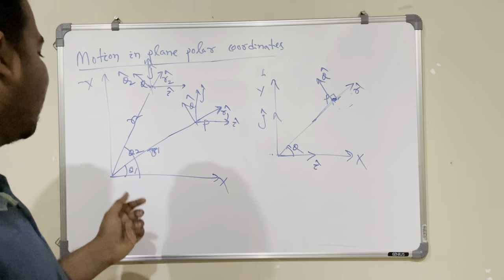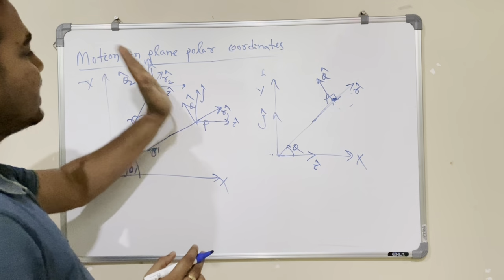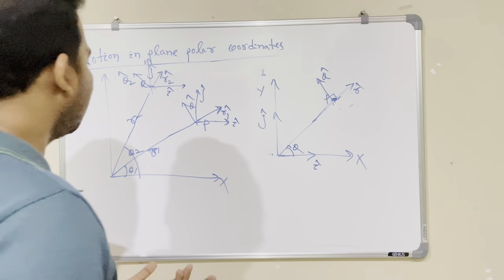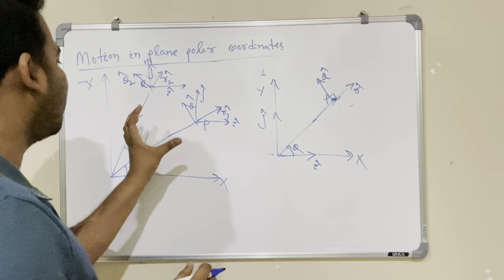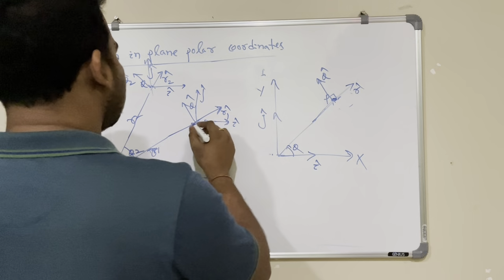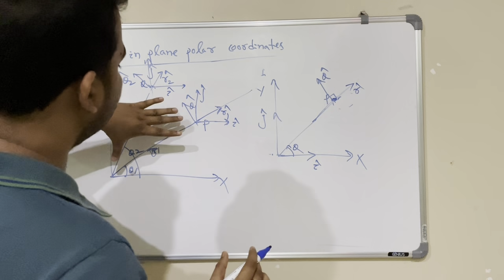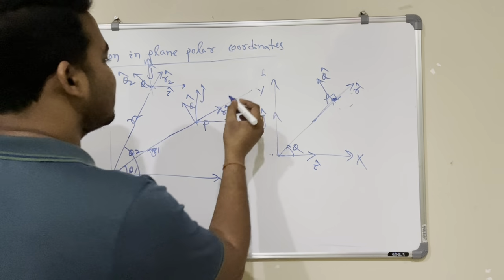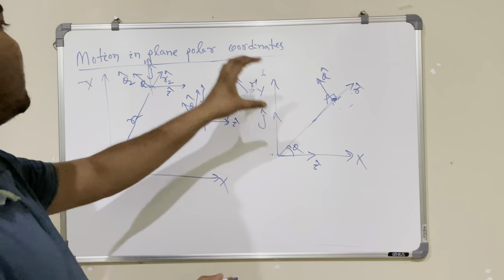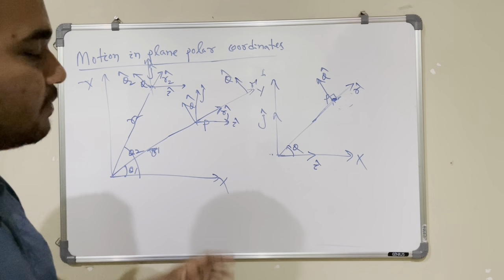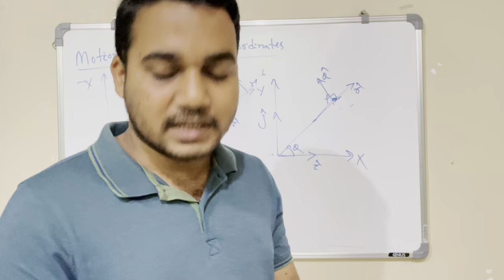That means when theta changes, let's say here theta is 30 degrees, here theta is 60 degrees, then r cap and theta cap both change. That means r cap and theta cap are functions of theta, and they do not depend on r. If r changes, let's say here is r, the magnitude of the distance, then the directions of r cap and theta cap remain the same. That means r cap and theta cap depend only on theta. If theta changes, then r cap and theta cap will change. That means r cap and theta cap are functions of theta.